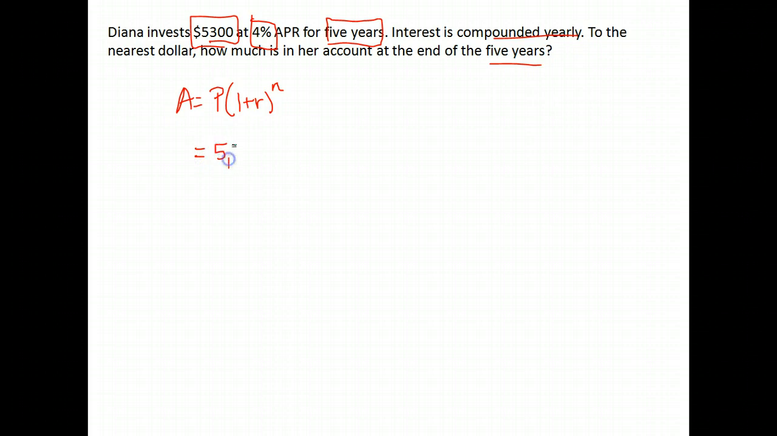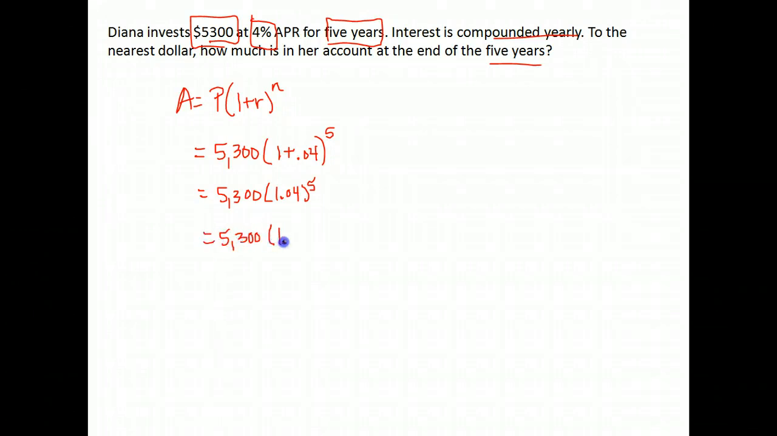So we put our principal is $5,300. The rate 1 plus 0.04, 4%. And it is in for 5 years, compounded each year, so that's 5 times. Again, do parentheses first, add them together, raise that to the power, 1.04 to the 5th power, gives me about 1.21665. Again, I'm just going to leave that in my calculator instead of rounding it off, and go times 5,300.